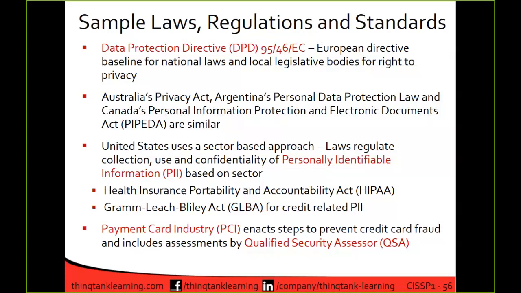This was driven by both Visa and MasterCard, and they require their merchants to essentially validate that they meet these particular requirements. Again, another specific industry-related regulation or standard that has to be followed. Okay?